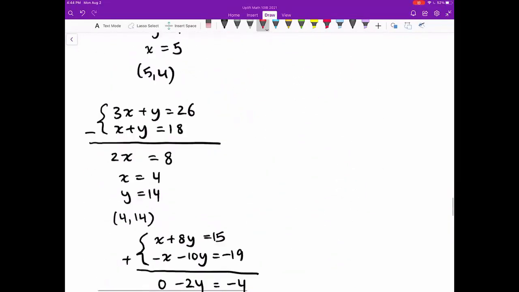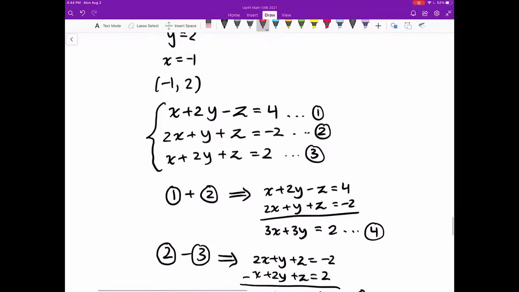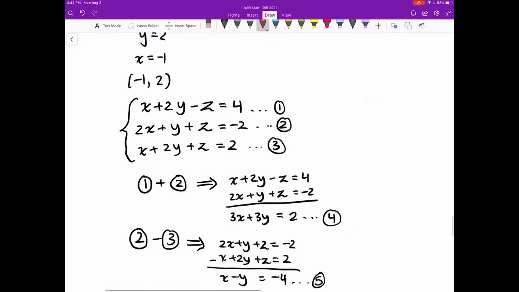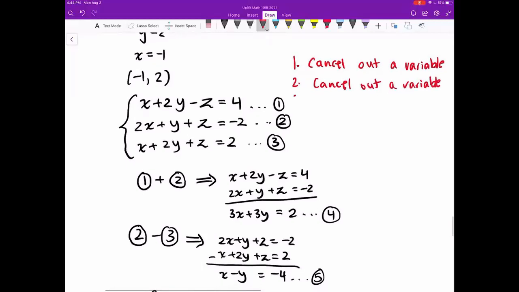I can write it up here. So the first step is to cancel out a variable. The second step is to cancel out a variable. So now you're left with one variable, and so the third step is to just plug in the known variables.